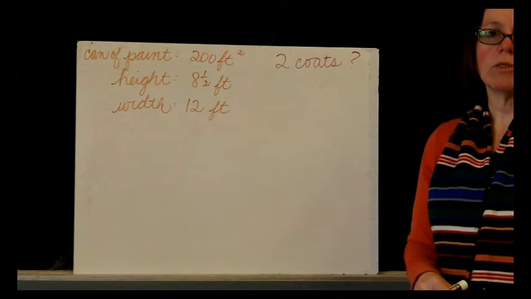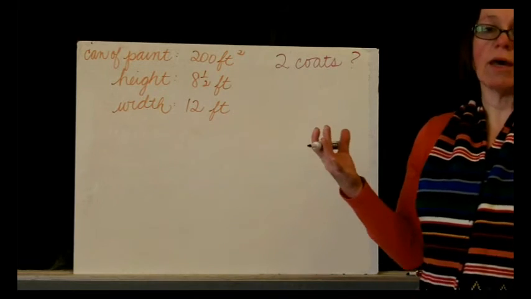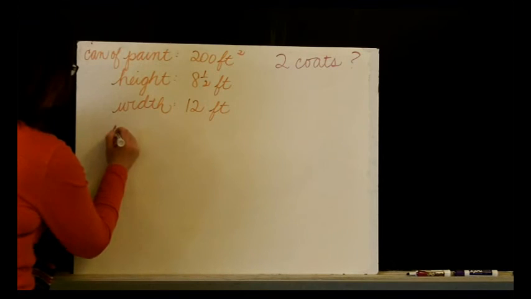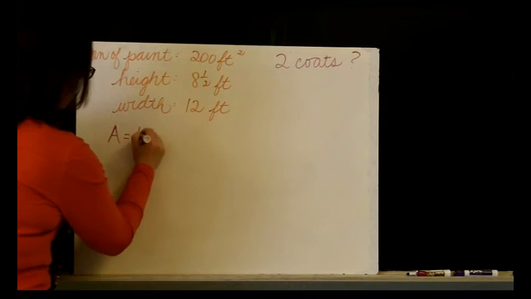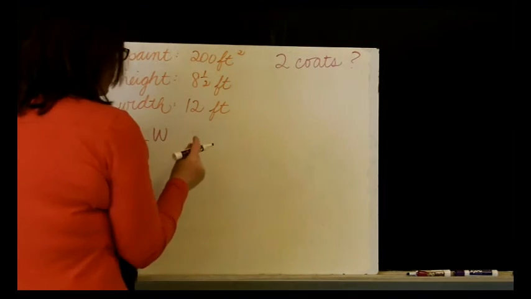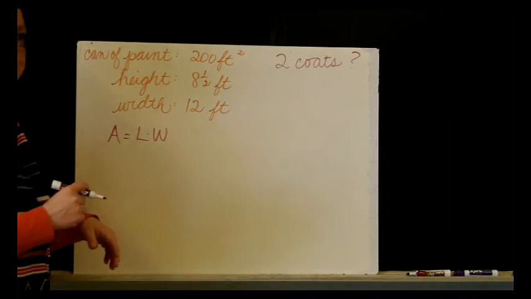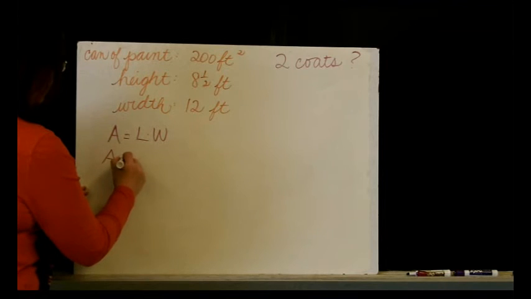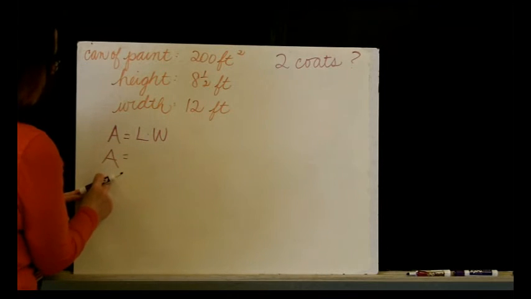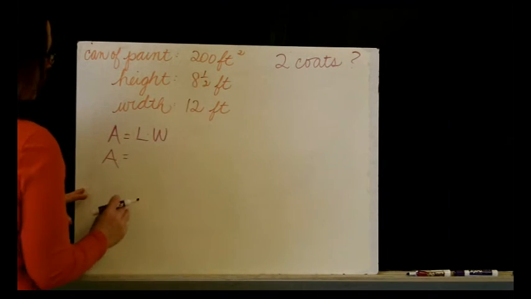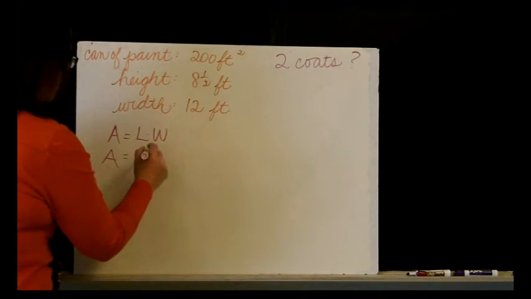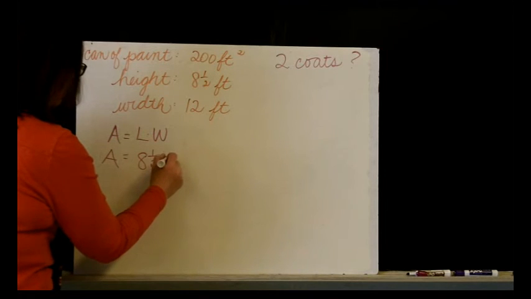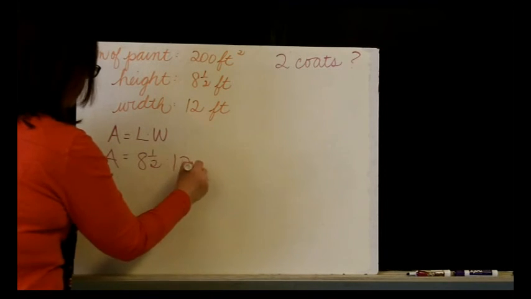Well, the first thing we need to do is to see how much space we have on our wall. And that is synonymous with finding the area. When you find the area, you should always start with the formula. Since the area is what we're calculating, we keep our variable a. And now we'll plug in the numbers that we have. The length, well, it's called the height here, but it's 8.5 times the width of 12 feet.